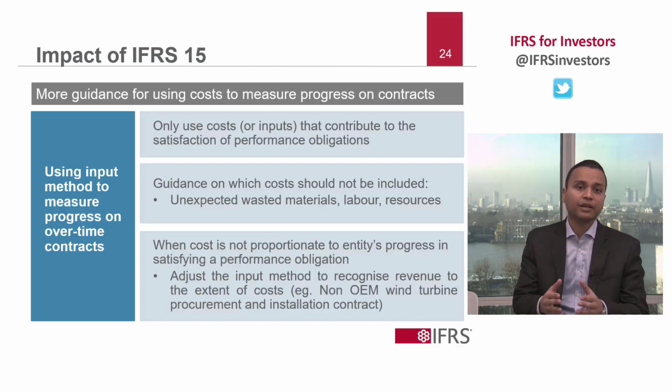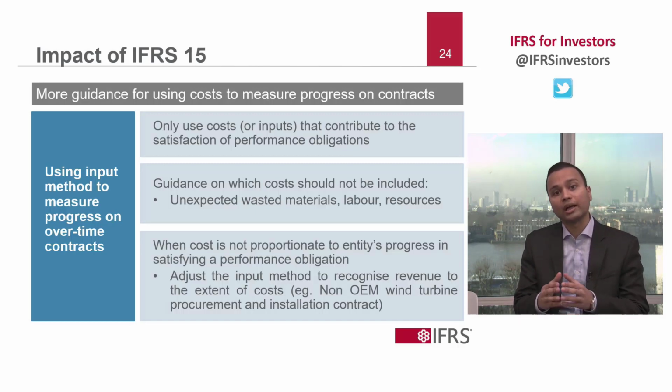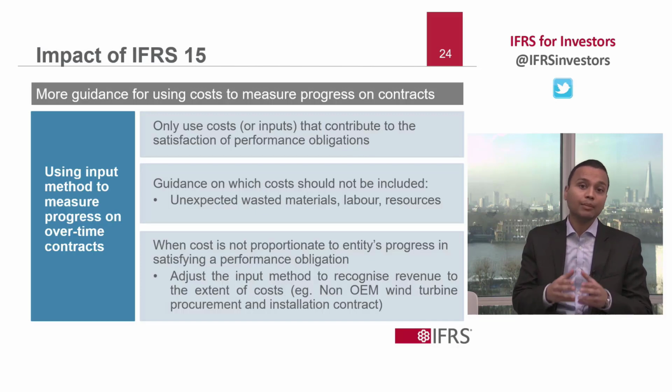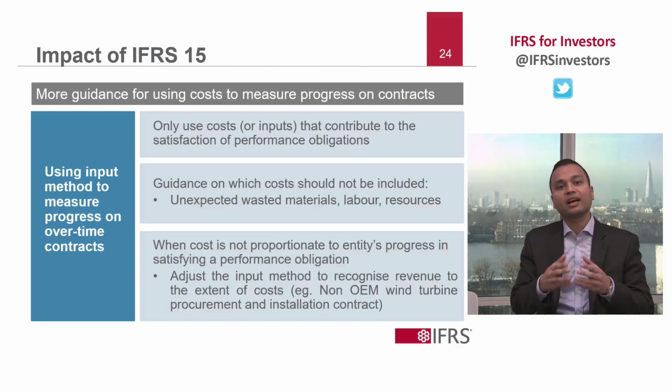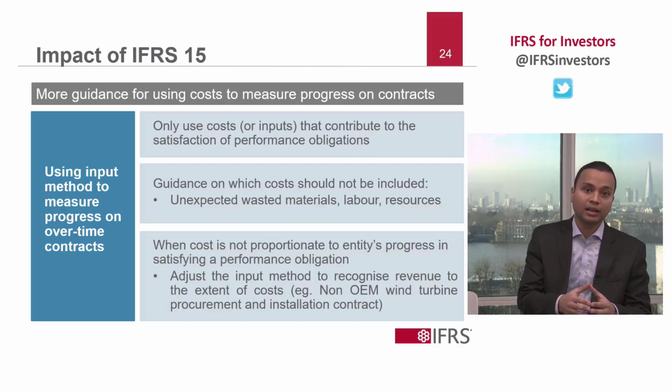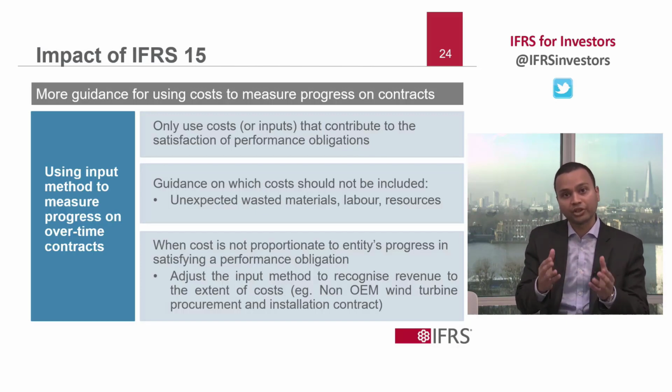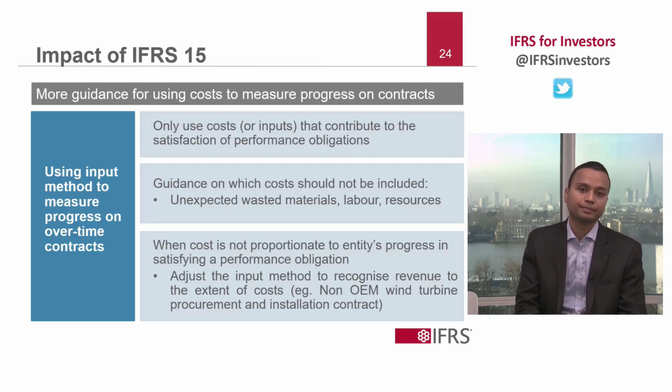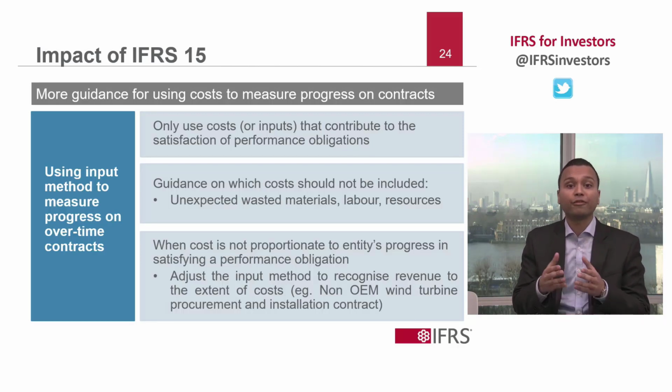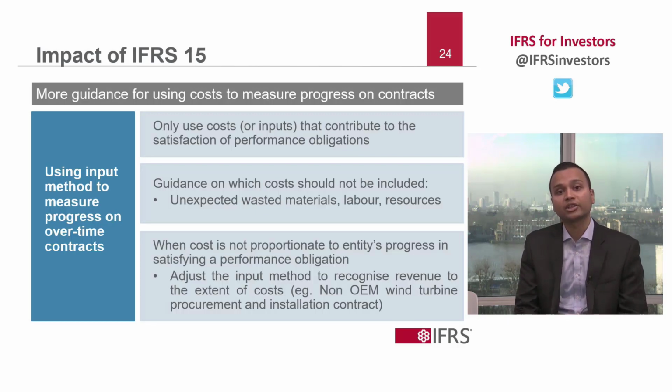Similarly, in very specific cases where a company is contracted to source an item from a third party and install the item, and this sourced item represents a major portion of the overall contract value, the input method may need to be adjusted for the cost of the sourced item. Once the item has been procured and transferred to the customer, its revenue should be recognized at cost, and this cost is excluded from the cost measure used in applying the input method. This will result in a more faithful representation of performance in the contract. To see these requirements in action, we have a few examples in the next few slides.